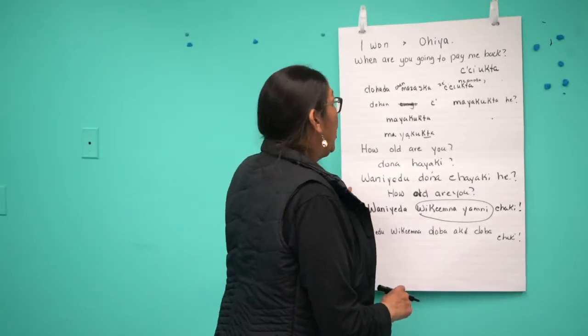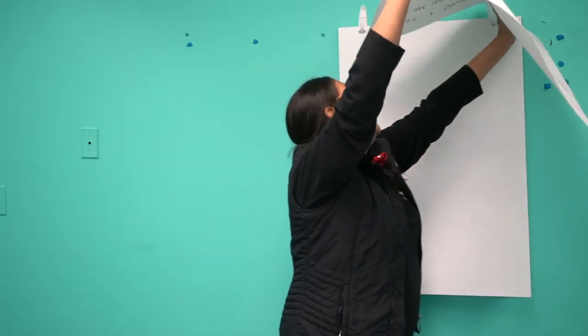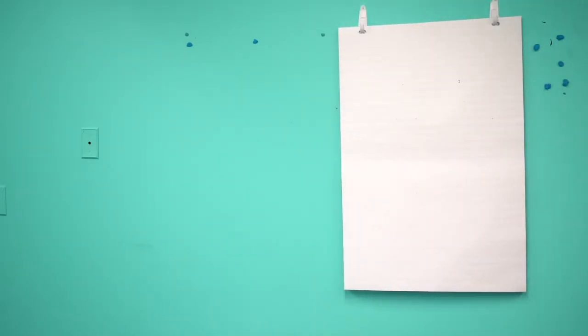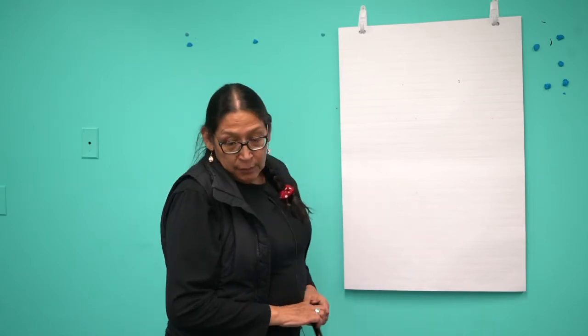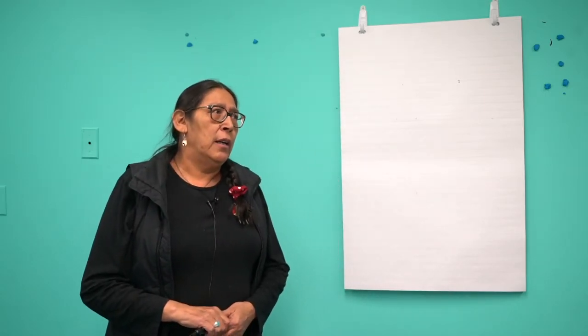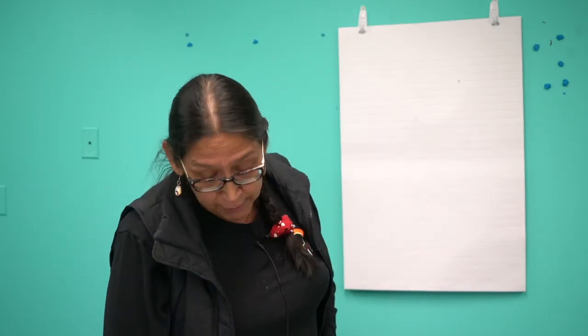$10. Wikjemna. Mazaska wikjemna. That's $10. Mazaska wikjemna mak. Ooh, give me $10. Mazaska obawinga omanoda. Lend me $100.